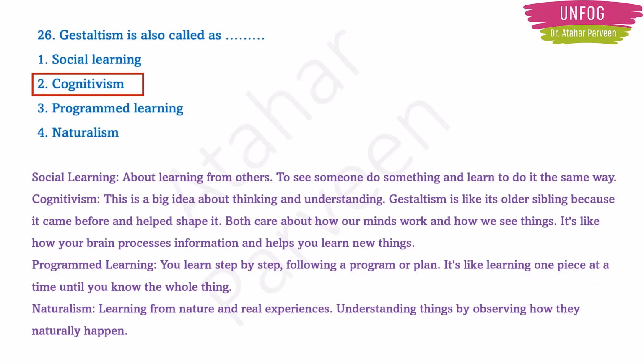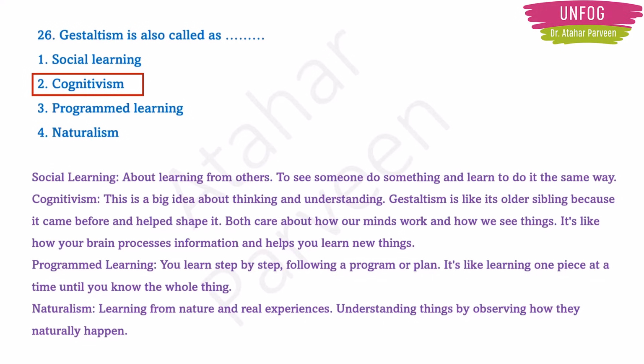Actually, Gestaltism and cognitivism both care about how our minds are working and how we see things. Okay, I mean to say how our brain is processing information and how it is helping us learn new things. Both Gestaltism and cognitivism have the same idea. But then what is social learning? It is about learning from other people, to see someone do something and learn to do it the same way the other people are doing.